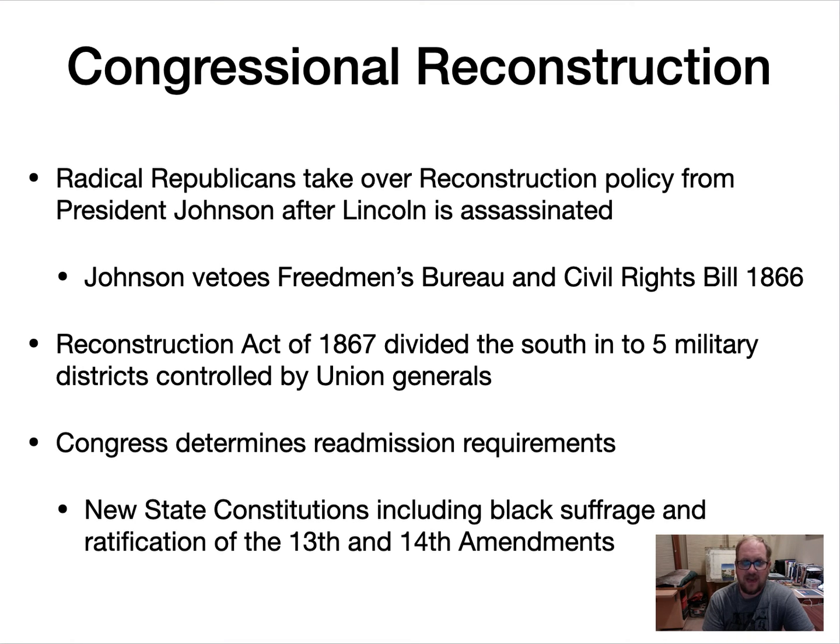So in 1867, the radicals in Congress will create the Reconstruction Act of 1867, which will really be the guidelines to get the South back into the Union. It is pretty strict, and it will divide the South into 5 military districts controlled by military generals, so the South will be under military rule to keep them in order until they meet certain qualifications. Those qualifications will basically be a new state constitution, including black suffrage rights, and also the ratification and passage of both the 13th and 14th Amendments.